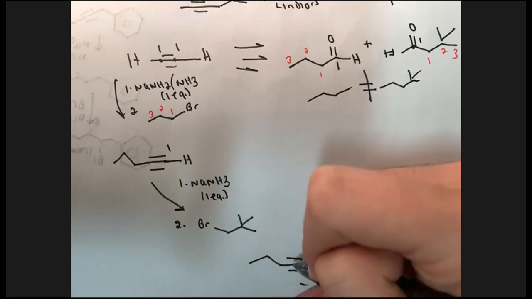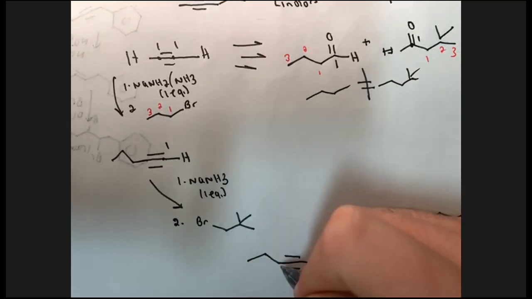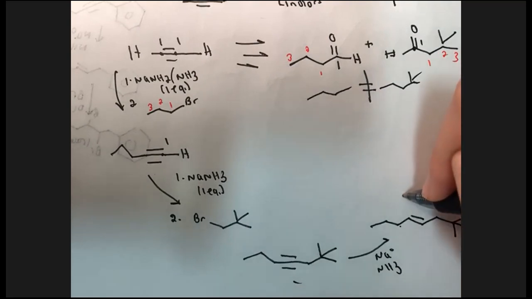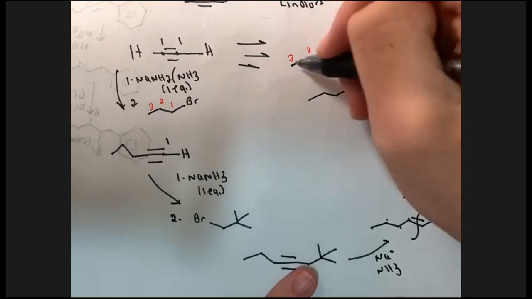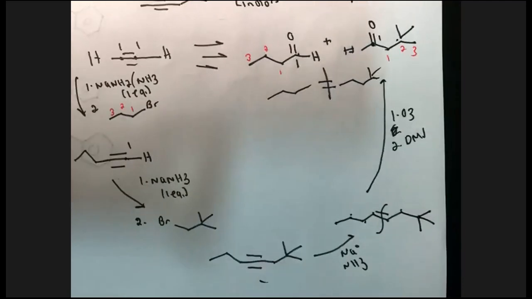So 1, 2, 3, 4, 5, 6, 7, 8. The alkene is now going to be between carbons 1, 2, 3, 4, 5, that's here. We have branching here. And then we are 1 step away from our products, and that's just doing ozone, and then 2 is DMS, dimethyl sulfide. So we cut, and we see that we have a 4 carbon aldehyde, and on the right side we also have a 4 carbon aldehyde.